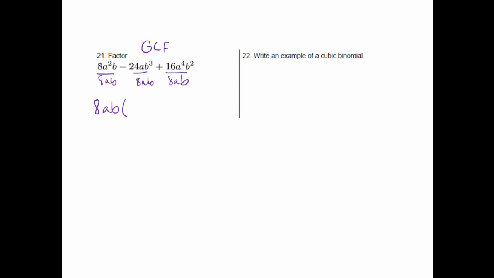Okay, so 8 divided by 8 is just 1. I'm subtracting my exponent, so A squared over A will be A to the first, or just A. The B's zap each other out. Okay, and then minus 24 divided by 8 is 3. The A's this time zap each other out. B to the third over B to the first will be B to the second.